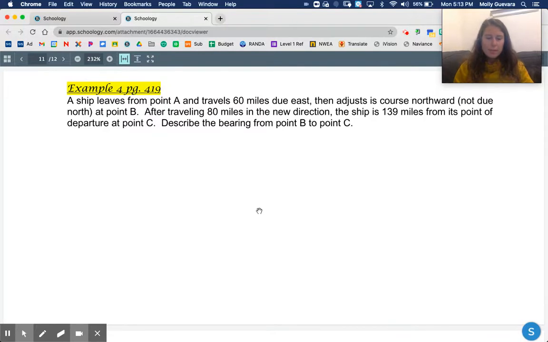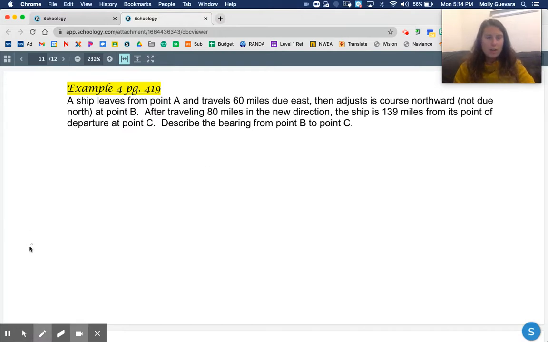Okay, a ship leaves from point A and travels 60 miles due east, so straight east. Then adjusts its course northward, but not due north, at point B. After traveling 80 miles in the new direction, the ship is 139 miles from its point of departure at C. Describe the bearing from point B to point C. Okay, wow, lots of stuff going on.